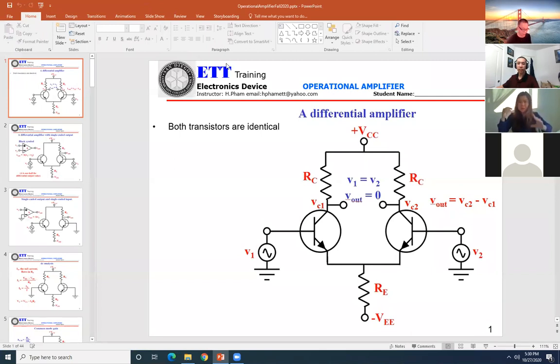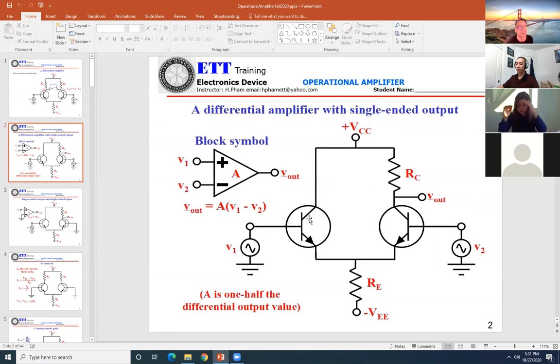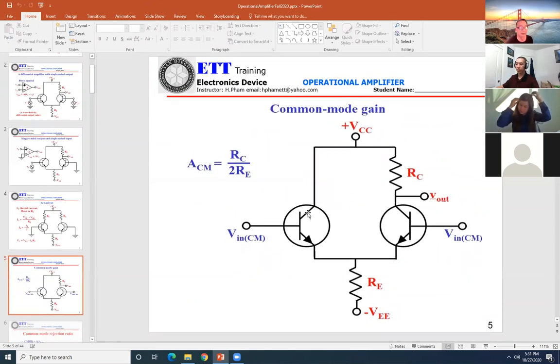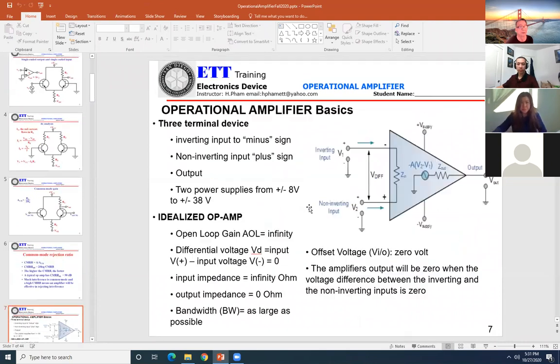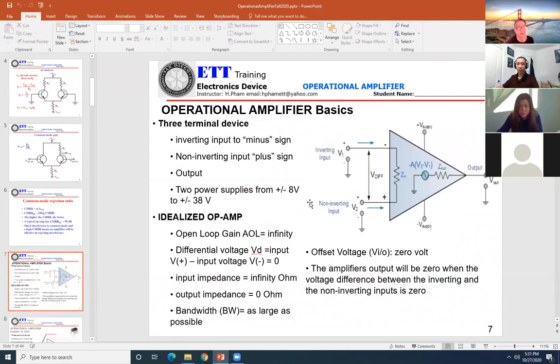Okay, we go back to the op-amp. This one you already know. We already did that here. We already told you the op-amp has just 3 terminals: one inverting, another non-inverting, and the output.